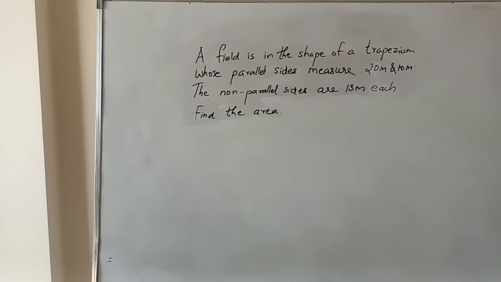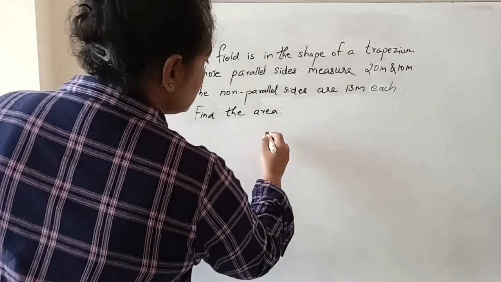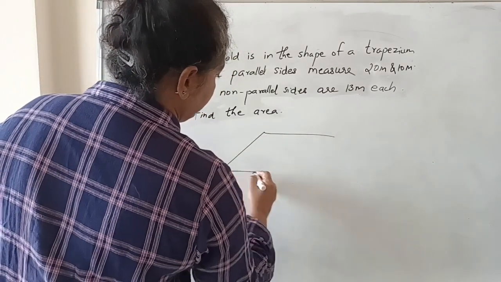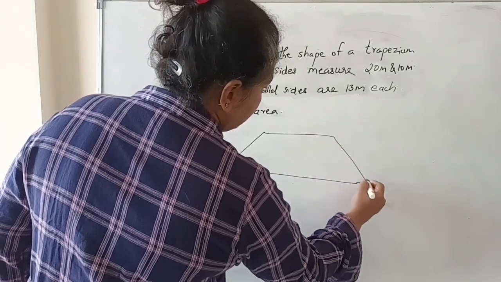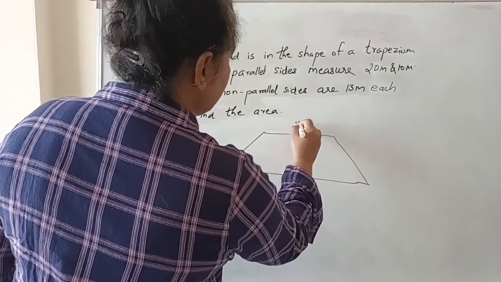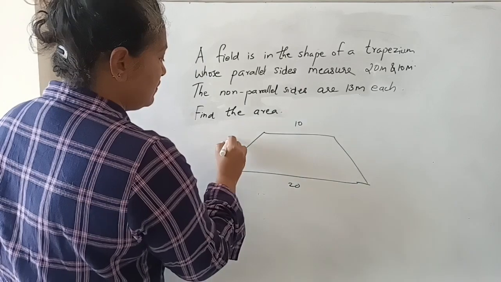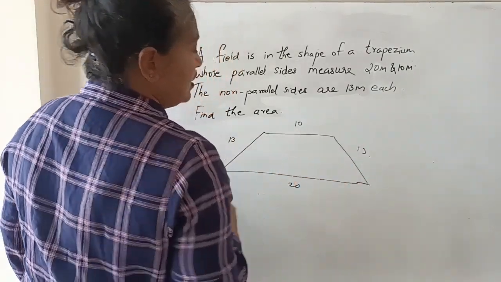So here you can see that I have given you a question which is having an isosceles trapezium. We have two parallel sides which measure 20 meters and 10 meters and the non-parallel sides are 13 meters each. So let us see how we can do this. We have a trapezium here. This is given as 10, this is given as 20. Now this is 13 and this is 13.